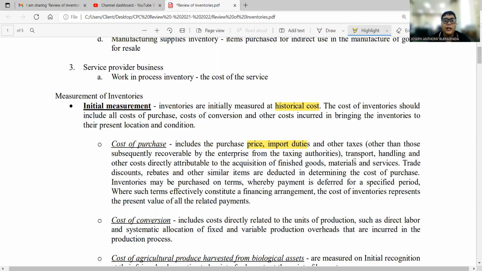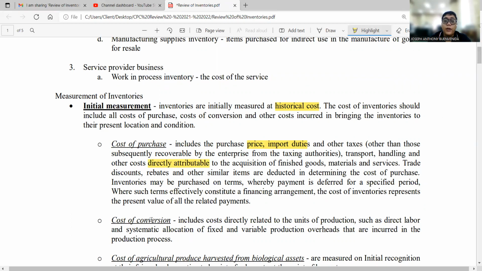Other than those subsequently recovered from the taxing authorities, it also includes transport, handling, and other costs directly attributable to the acquisition of the finished goods, materials, and services. Everything related to the acquisition of that purchase is part of the cost of inventory or purchase.